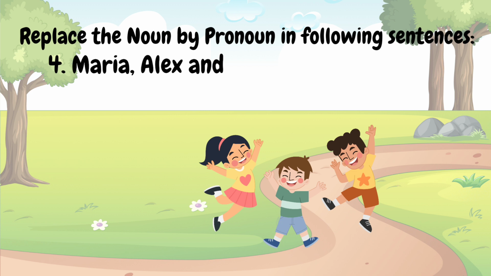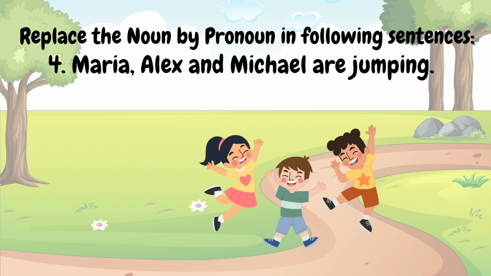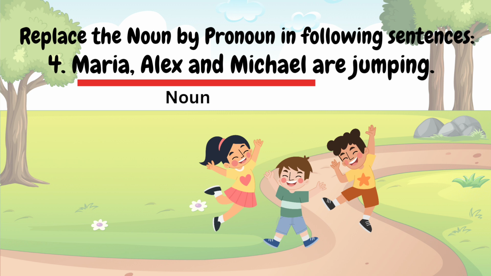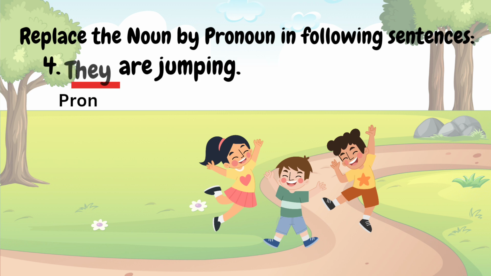Maria, Alex and Michael are jumping. Here Maria, Alex and Michael are nouns. They is used as a pronoun in place of Maria, Alex and Michael. So the sentence becomes, they are jumping.